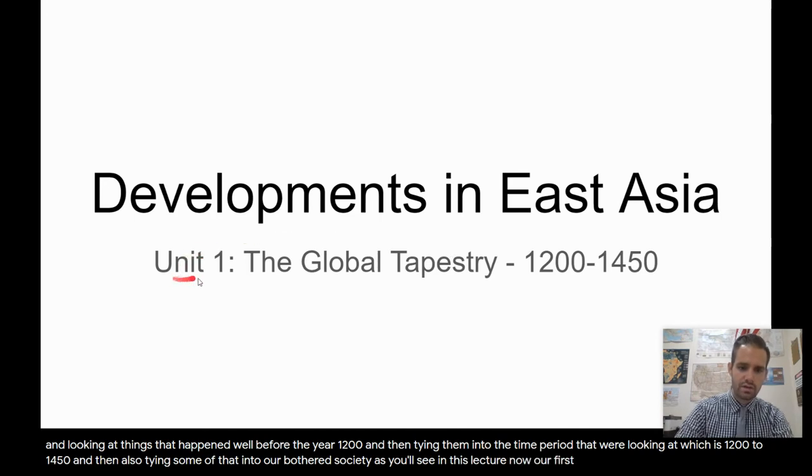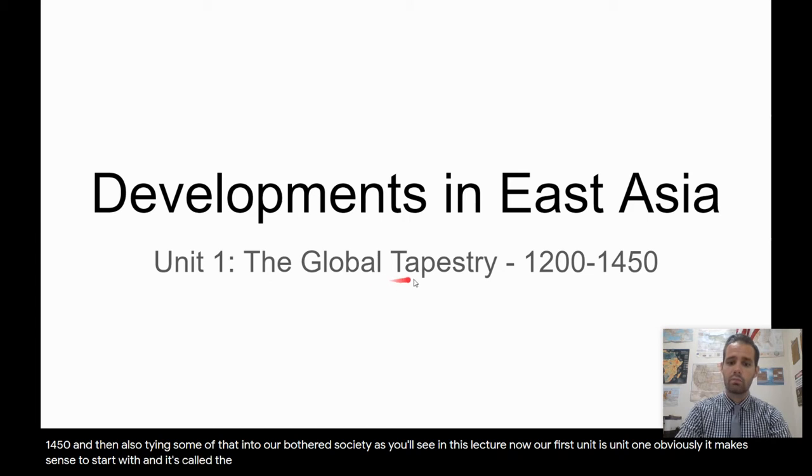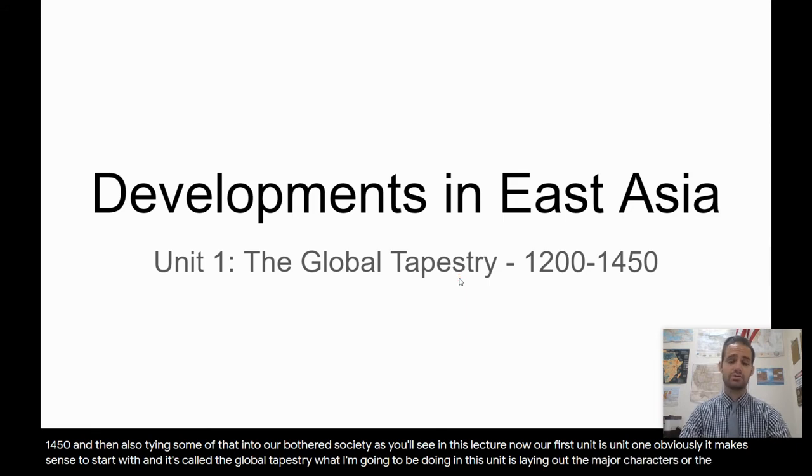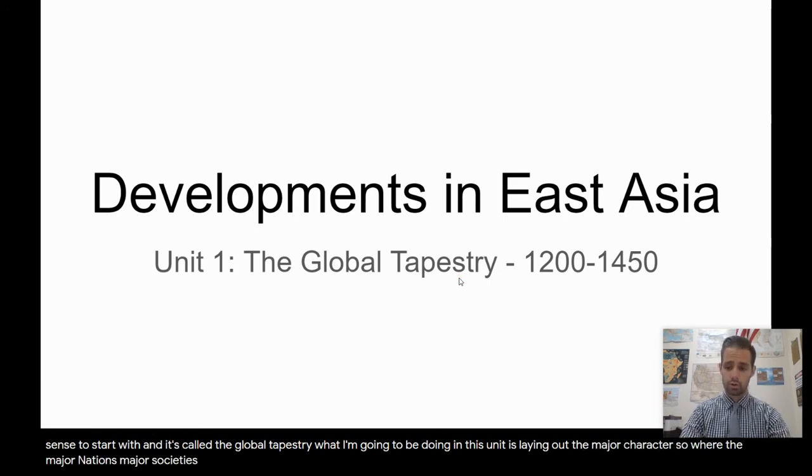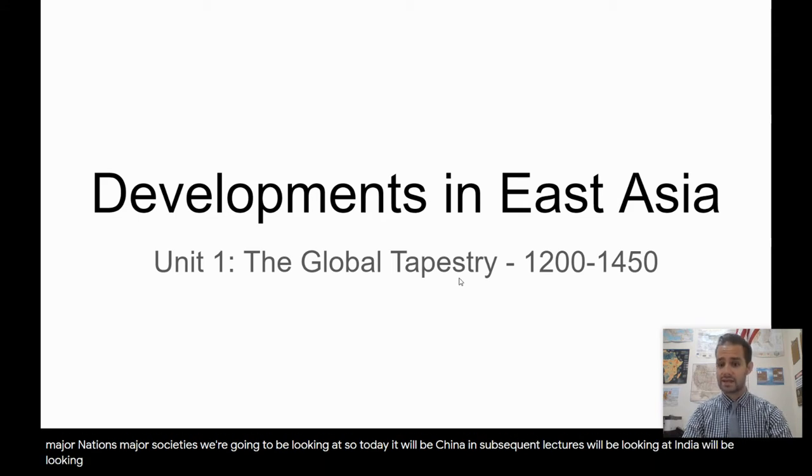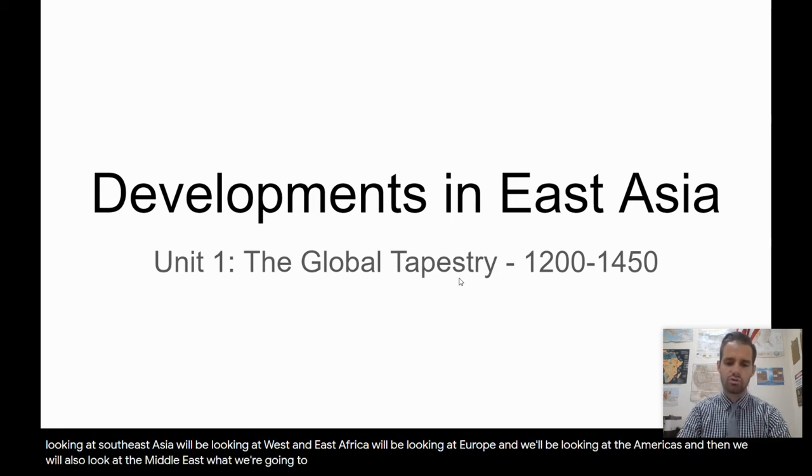Our first unit is Unit 1, and it's called the Global Tapestry. What I'm going to be doing in this unit is laying out the major characters, who are the major nations and major societies we're going to be looking at. Today it will be China. In subsequent lectures, we'll be looking at India, Southeast Asia, West and East Africa, Europe, and the Americas, and then we will also look at the Middle East, what we're going to call Dar al-Islam, or the Muslim world.